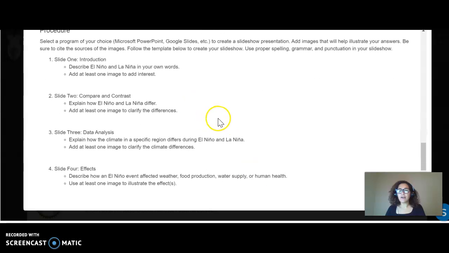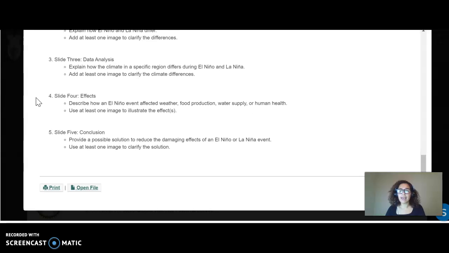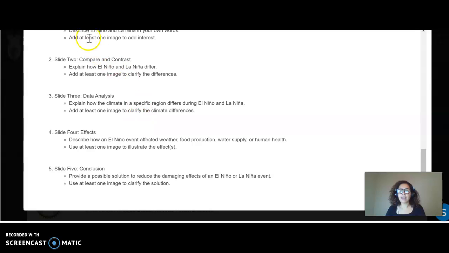And here are the instructions for the slideshow. Slide 1 is going to be an introduction. Slide 2 will be compare and contrast. Slide 3 will be data analysis. Slide 4 will be effects, and slide 5 will be a conclusion. Notice that each of these slides asks you to add an image.